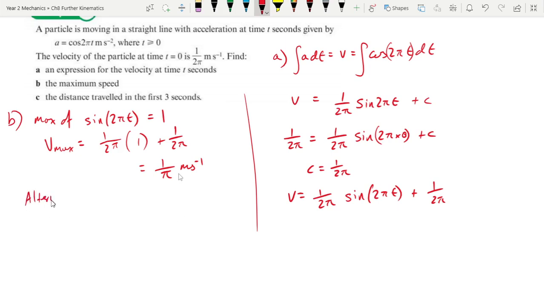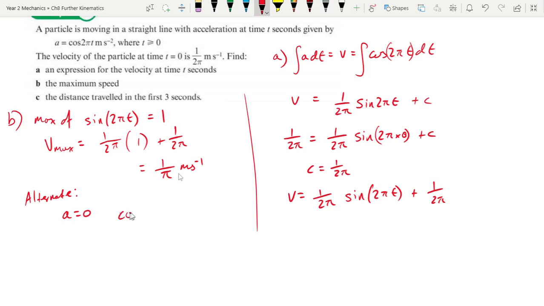As an alternate way of doing this, the formal way in which we find a maximum is we differentiate it and set it equal to 0 to find a stationary point. So I could differentiate this, but actually we know what we're going to get. We're going to get the acceleration, which was cos 2 pi t. So we're looking for when a is 0, or when the derivative of this is 0, to find a stationary point. Another interpretation of that is your maximum speed is when you can't actually get any faster. And if you can't get any faster, then your acceleration would obviously be 0.